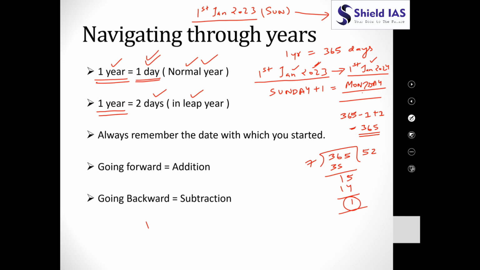Okay, so in case of leap year, however, there are 366 days in a year and we have to divide it by 7. Then what we will do?